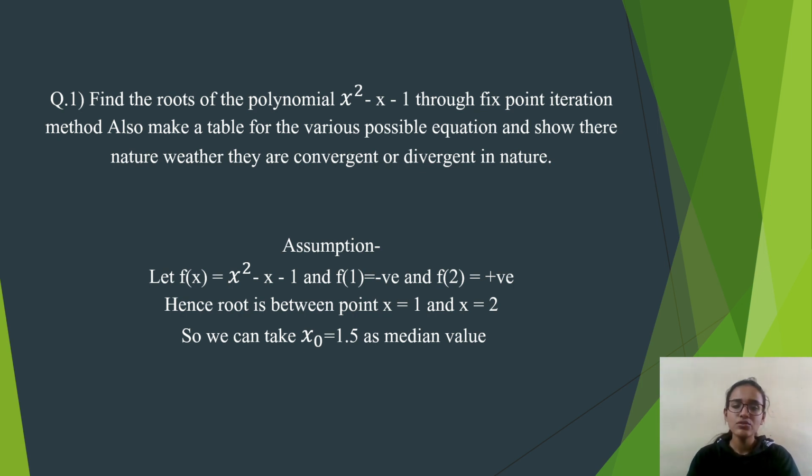That is, the value of root will be in between 1 and 2. So now we have to take the median value of the two points. So the median will be 1.5. So we will be taking x0 as 1.5.